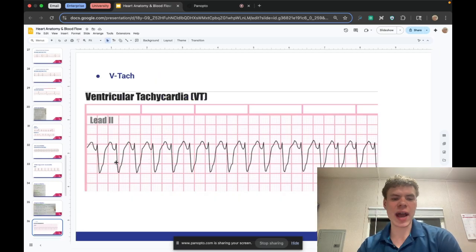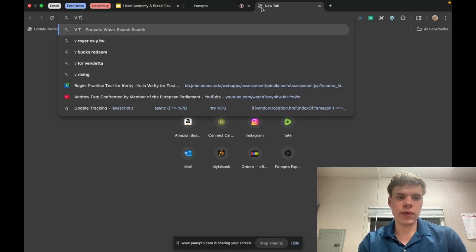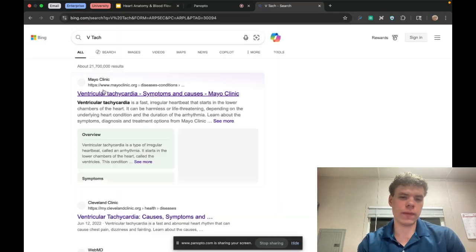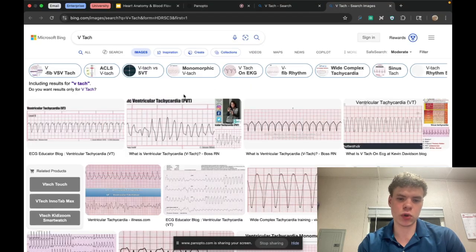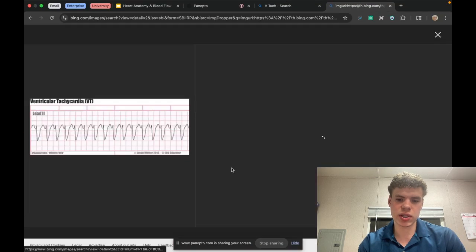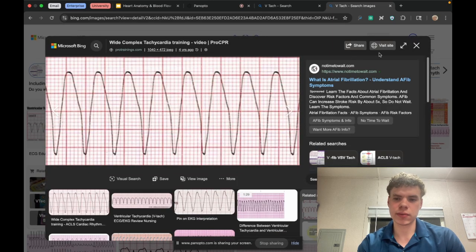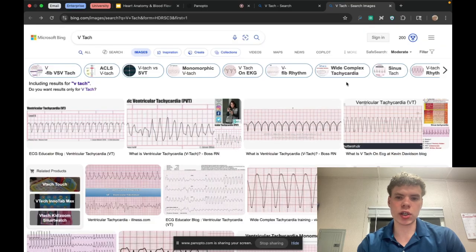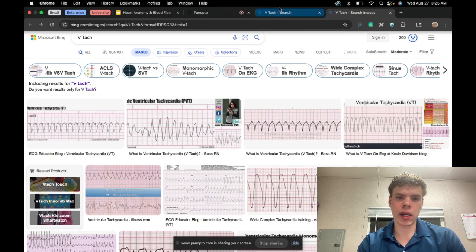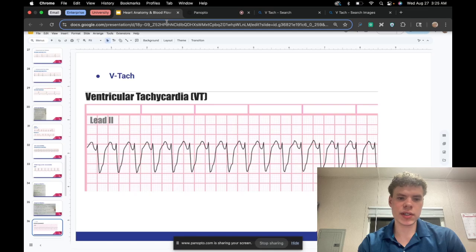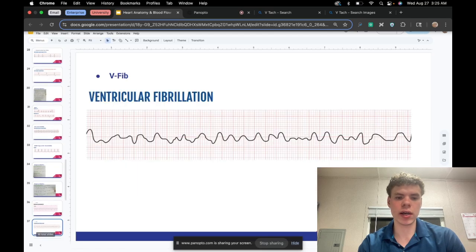So this is VTAC. It kind of just looks like an up-down rhythm, right? In VTAC, the ventricle is basically just kind of quivering. It's literally just zigzag lines, right? Not good at all, right? That is VTAC, ventricular tachycardia.